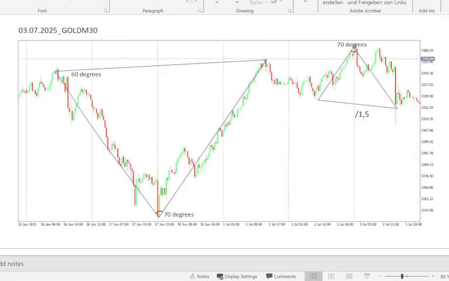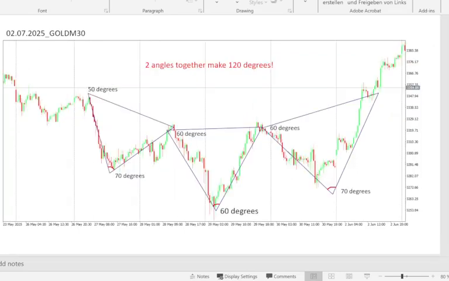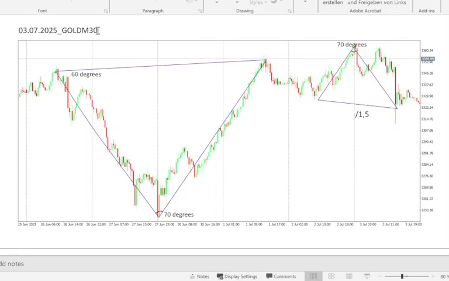For the next slide, I have another example from the 3rd of July. You see here I took the 30 minutes chart, but the same applies also for the 15 minutes chart. You'll see the same angles. Here at this sharp drop here we have 70 degrees, and here I have measured we have 60 degrees. Together is 120. Here we have 70 degrees and here we have 60.